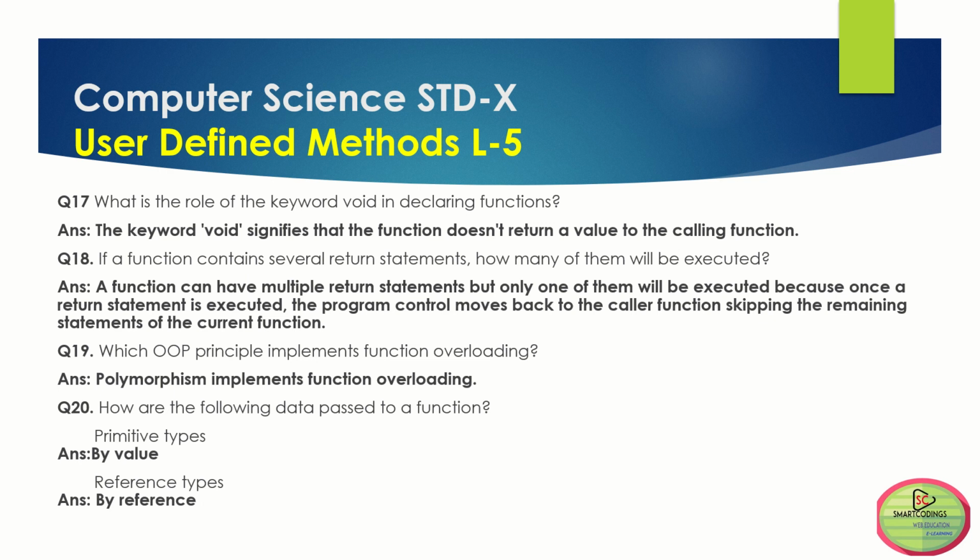Which OOPS principle implements function overloading? It's a simple answer: polymorphism implements function overloading. How are the following data types passed to functions? Primitive types are passed by value, and reference types are passed by reference, or called by reference.